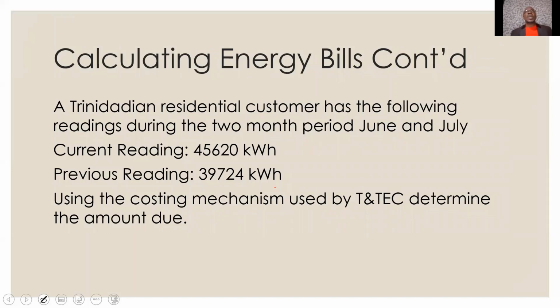Now, let's look at an example to bear out how we go about calculating the energy bill. A Trinidadian residential customer has the following readings during the 2-month period, June and July. The current reading, 45,620 kilowatt hours. The previous reading, 39,724. We want to use the costing mechanism of Trinidad and Tobago to determine the amount that is due from this customer.